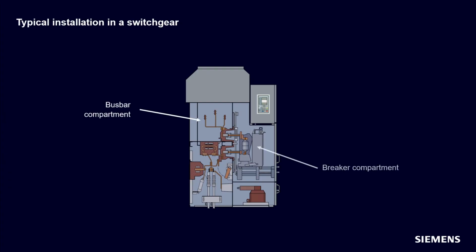So how to install optical arc sensors? In the slide, you can see a cross-section of an air-insulated NX-Air switchgear. This switchgear consists of 3 compartments: the busbar, breaker and cable connection compartment. As arcs can principally occur in all 3 compartments, it's necessary to install 1 sensor per compartment.